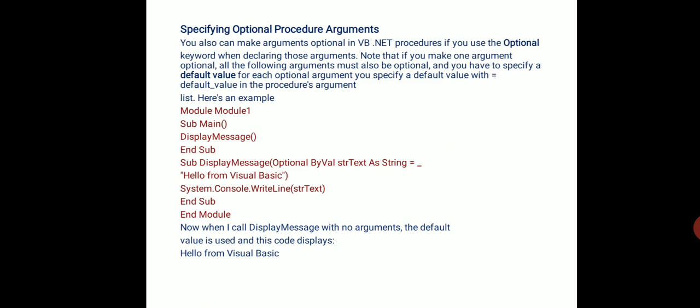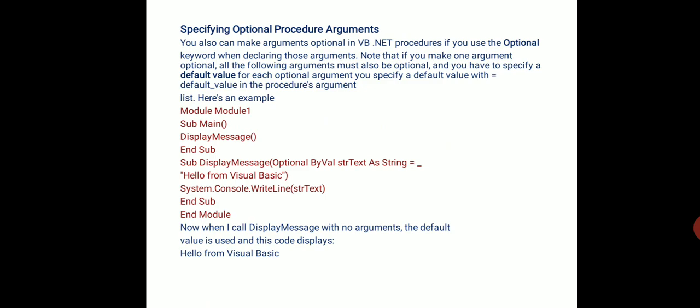So here there is one example. See, the sub procedure DisplayMessage is called in Sub Main. See the argument: Sub DisplayMessage(Optional ByVal strText As String = "Hello from Visual Basic"). This is the sub procedure definition. The argument is strText. We have only one argument, strText, but we have declared it optional. So we have made this argument optional.